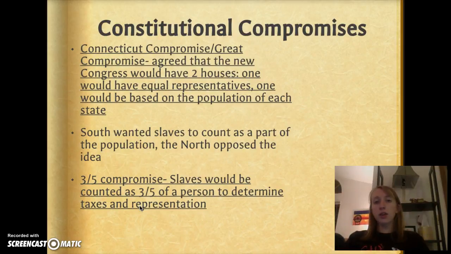And this is an agreement that the new Congress would be bicameral, or have 2 houses. One house would have equal representatives. We call this the Senate. And one would be based off the population of the state, which is the House of Representatives. We'll talk about this more when we get into the legislative branch, but in the Senate, we have 2 senators from every state, 100 senators, equal representation.